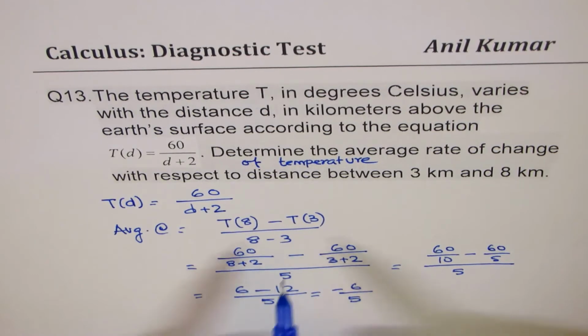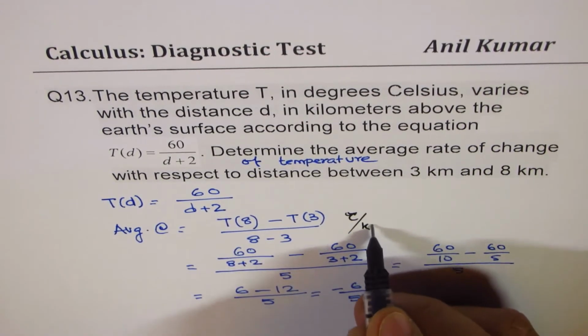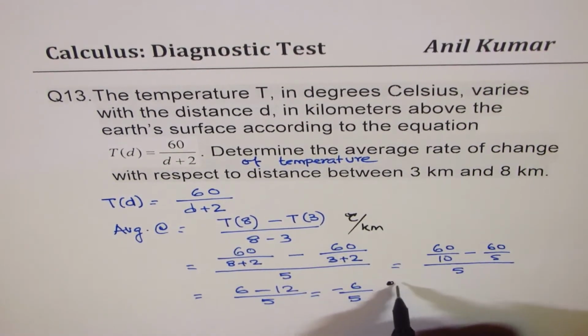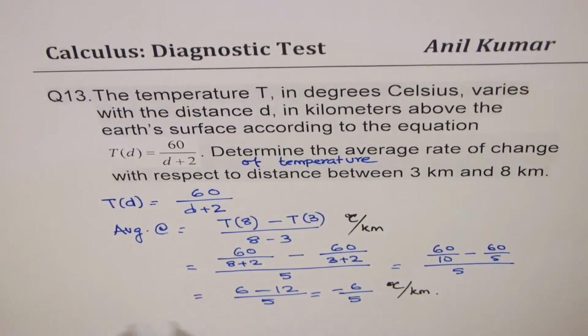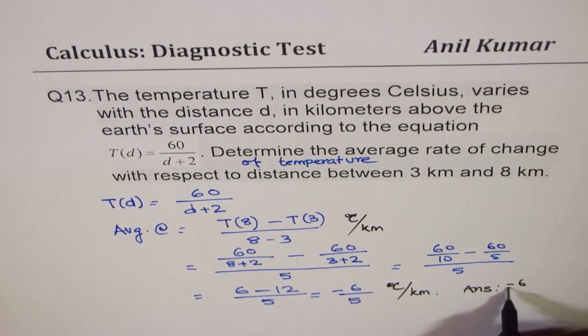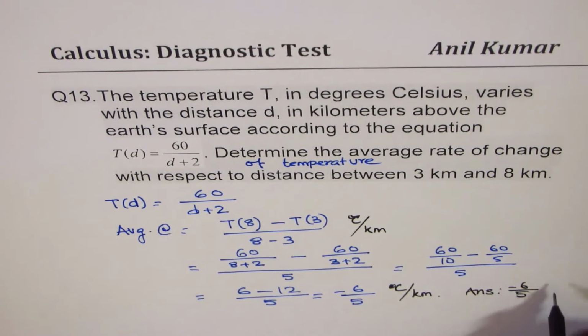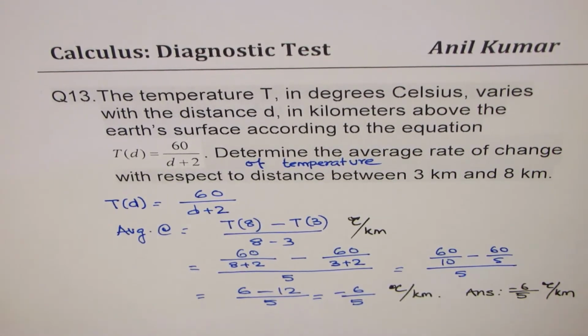And what are the units? So temperature is in degrees Celsius, and distance is in kilometers. So those become the units. So degrees Celsius over kilometers. Do you get an idea? So the average rate of change, we can write down our answer, is minus 6 over 5 degrees Celsius per kilometer. That indicates decreasing, correct? Is that clear? So we are done with question number 13 also.